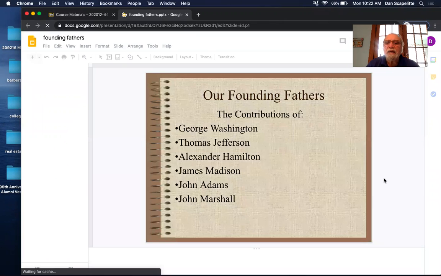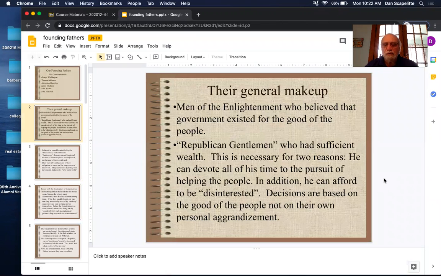The reason why we're going to do that is because I want to reiterate what it was that the Founding Fathers had in mind when they were putting together this new Constitution and this new country. Keep in mind that these men who created this new government were basically men of the Enlightenment, men who were considered to be Republican gentlemen. In other words, they were wealthy, educated, intelligent, and because of that, they were disinterested. They could do all kinds of work for the government without worrying about their pocketbook.